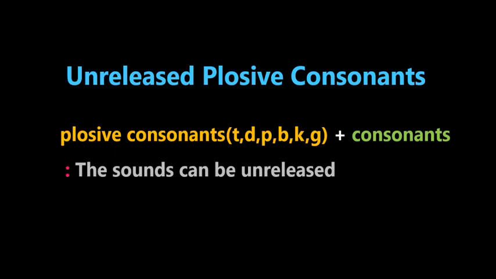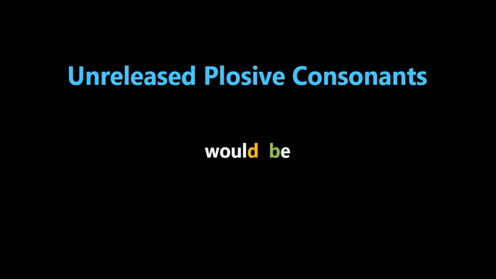The next rule is an unreleased plosive consonant. T, D, P, B, K, G are plosive consonants. When they are placed right before consonants, the sound can be unreleased. Unreleased means when you pronounce them, you need to speak it half the sound and stop and move to the next consonant sound. For example, would be.